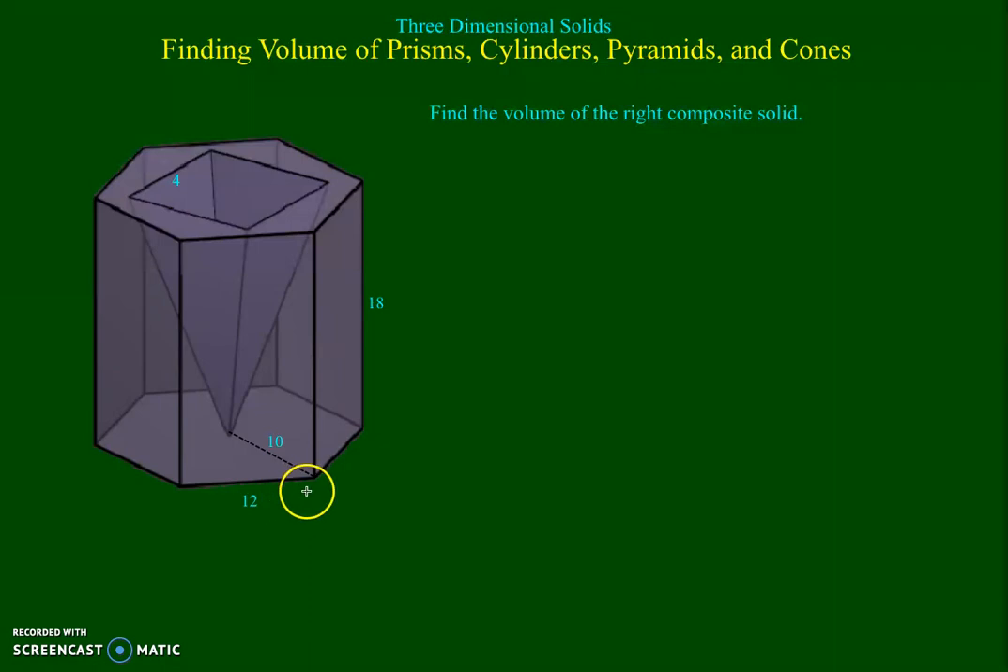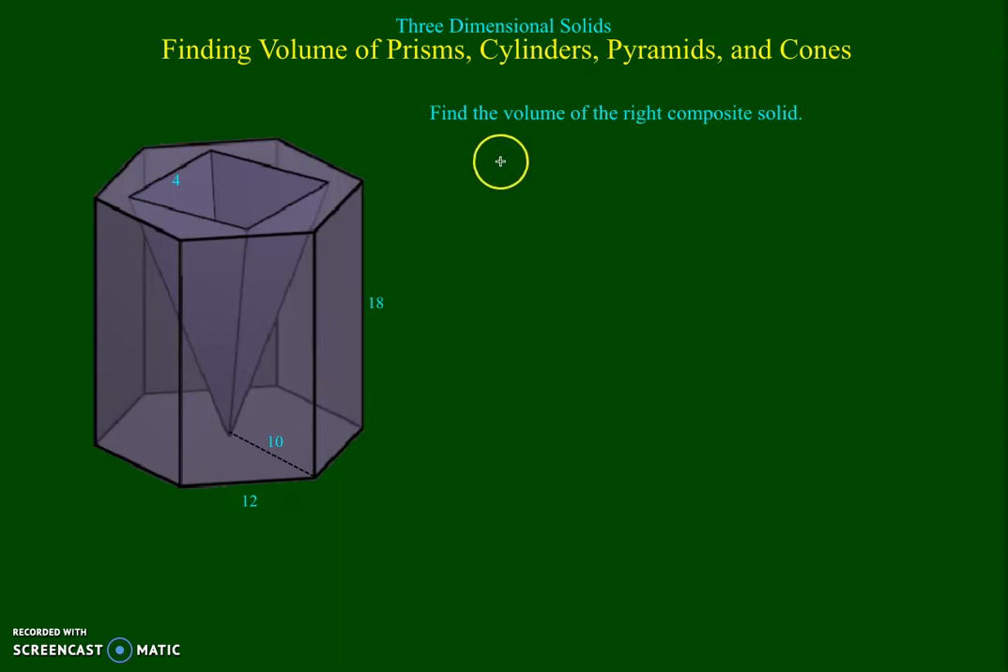In this problem, we have a little bit of a different situation. What we have is a regular hexagonal prism with a square pyramid cut out of it. You can see that this is not going to be added to the volume of this prism. We're going to actually subtract out the volume of this pyramid from the volume of the prism.